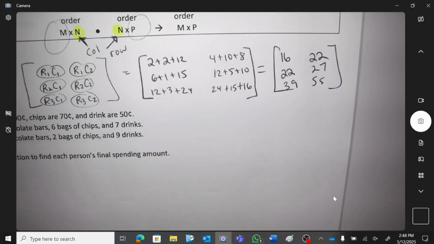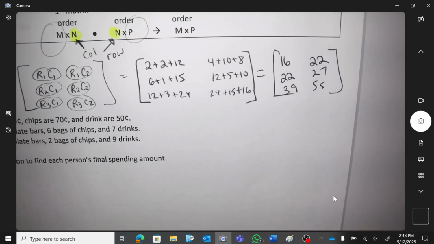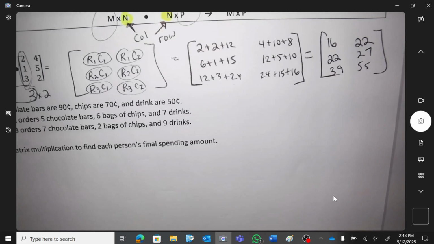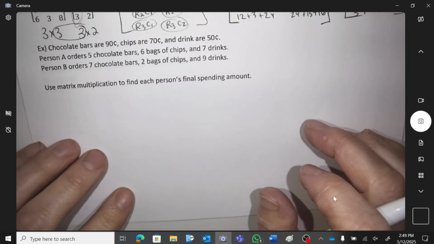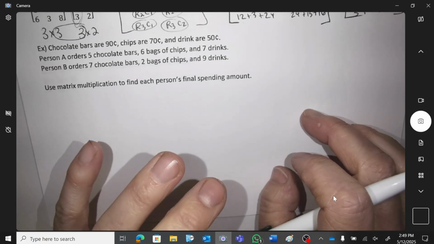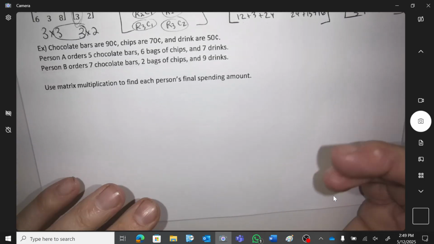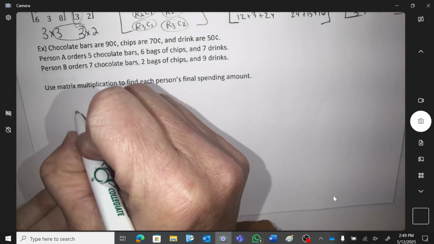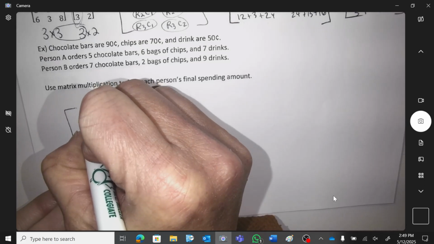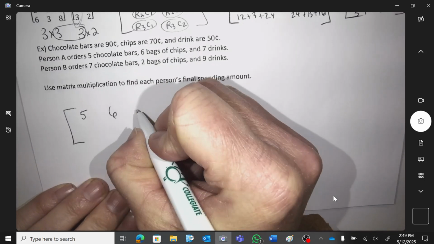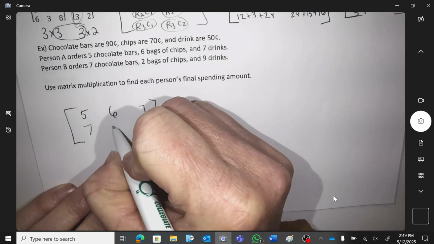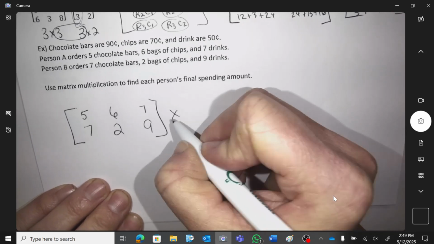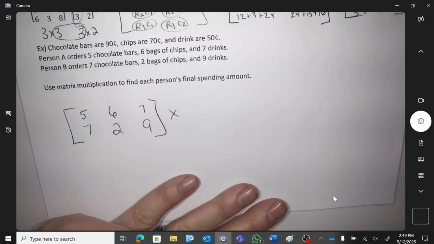Okay, last question like this, okay? You're going to set up a matrix to solve this. So chocolate bars cost, and then here's the order. So I'm going to go a 2 by 3 here to be 5 chocolate bars, 6 chips, 7 drinks. 7, 2, and 9. How do you decide which things go in that box?